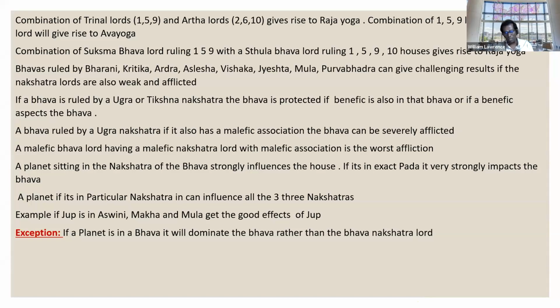The most important thing to understand is that for a bhava madhya, a planet need not sit directly on it. If a planet sits in any of its trinal nakshatras, the bhava will be influenced. For example, if Jupiter is in Ashwini, Magha and Mula will get the good effects of Jupiter. The same thing in the opposite way: if Mars, the 8th Lord, is sitting in Ashwini, Magha and Mula will get the negative effects.